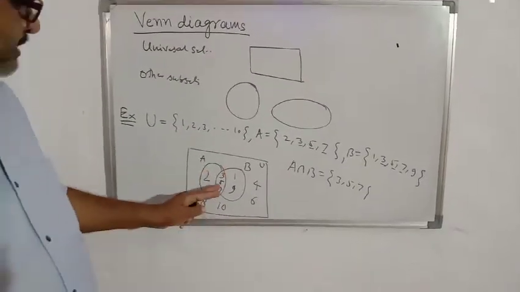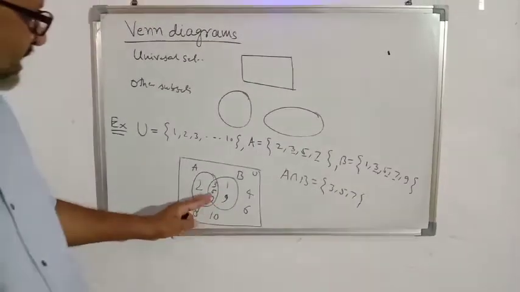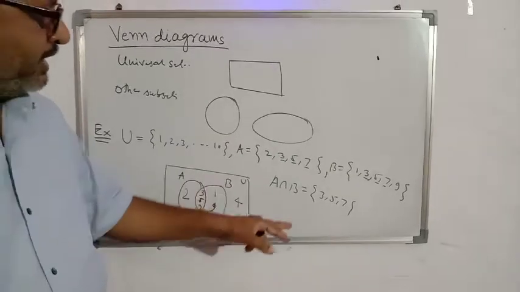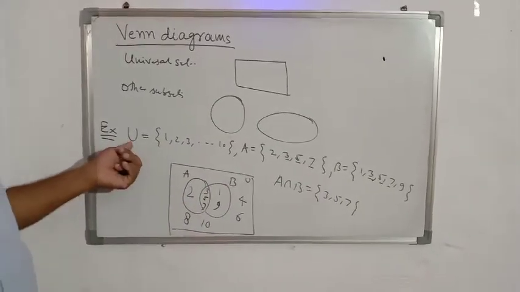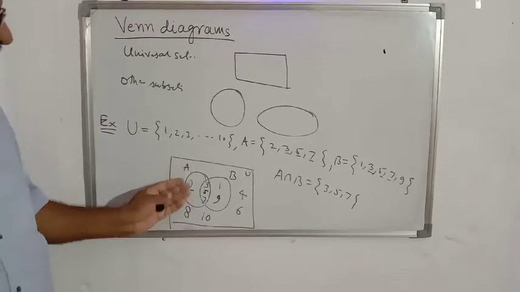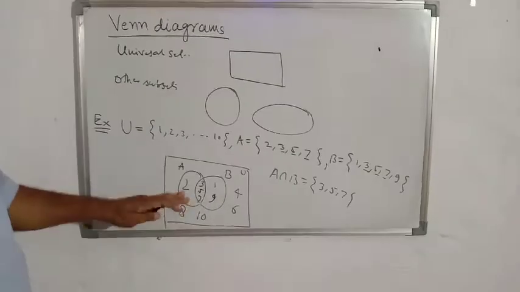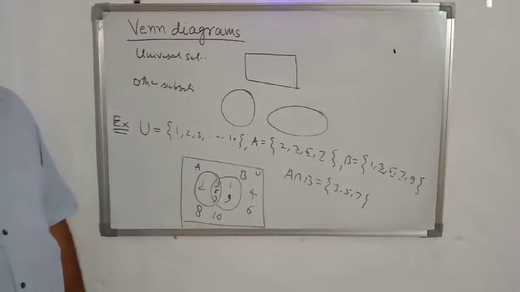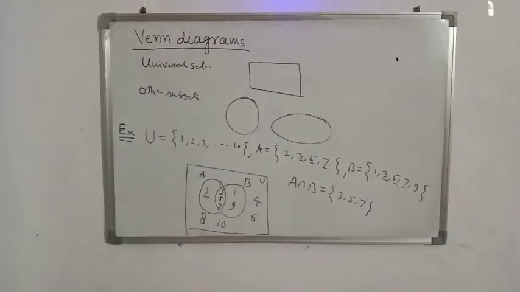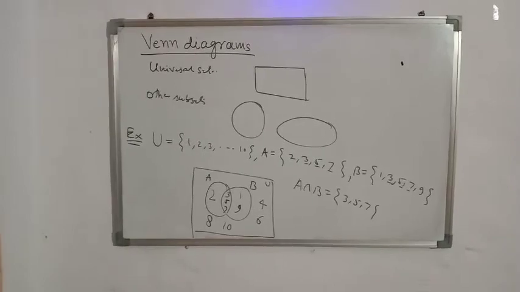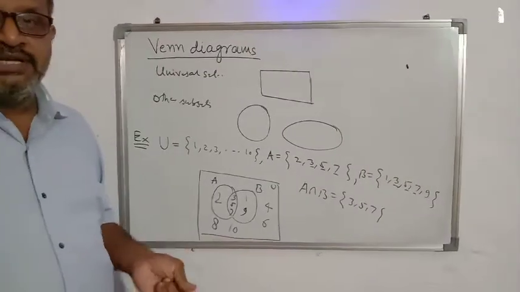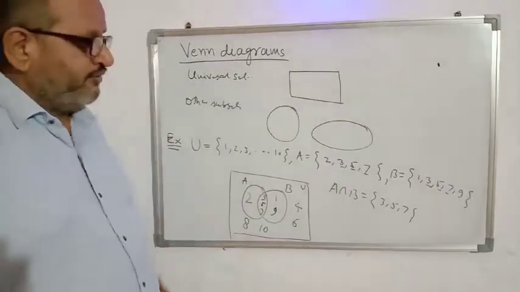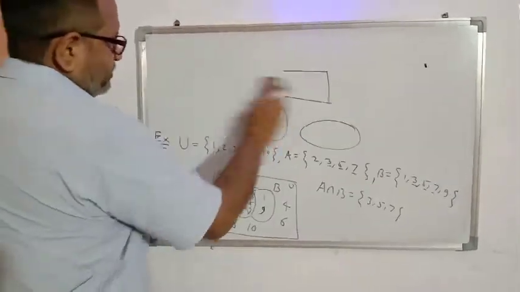So firstly write the common elements in the intersection region. Then write the remaining elements in sets A and B. After that, write the remaining elements of the universal set outside the circles. So in this way, we can represent this information by Venn diagram. Now we will see how we can represent A union B, A intersection B, A minus B, complement of A by Venn diagram. So let us see.